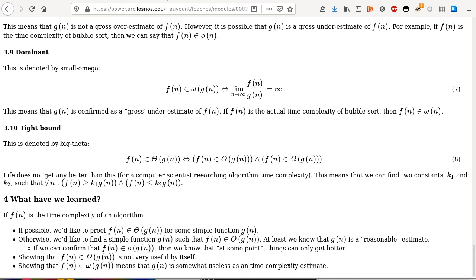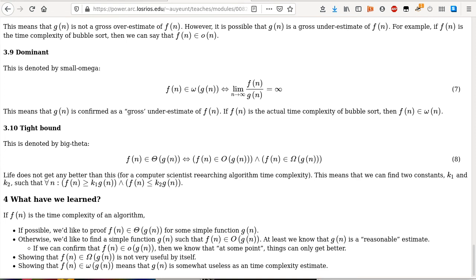You can always say n to the power of 4 is the upper bound, because the nested loop structure only nests 3 levels, and then each level can only go through as many iterations as there are elements in the array. So you know that it cannot exceed n to the power of 4. You just don't know where in between those two bounds the actual function is.